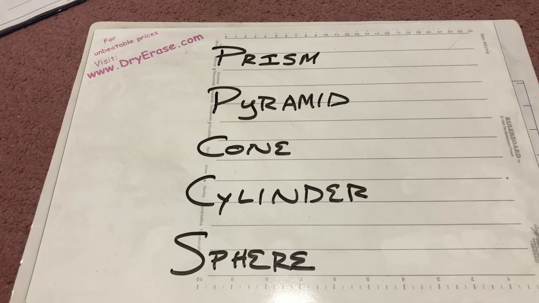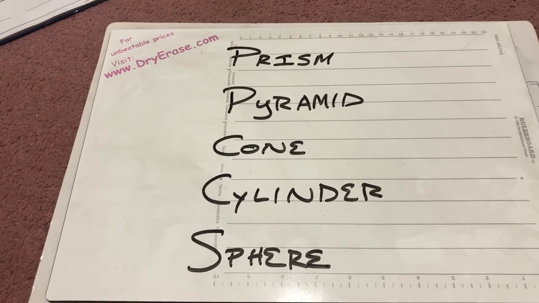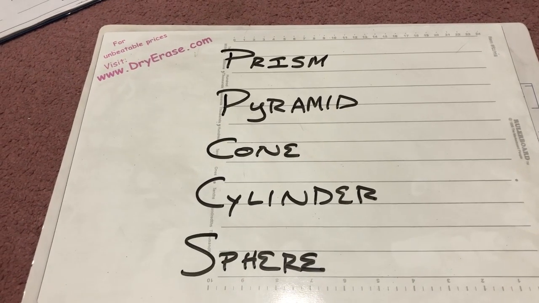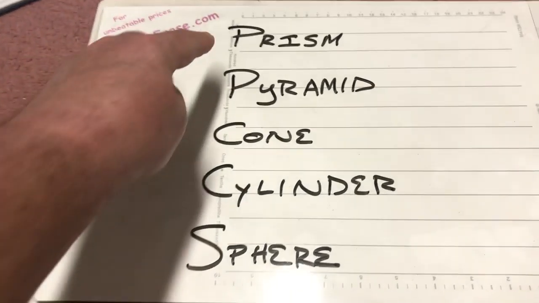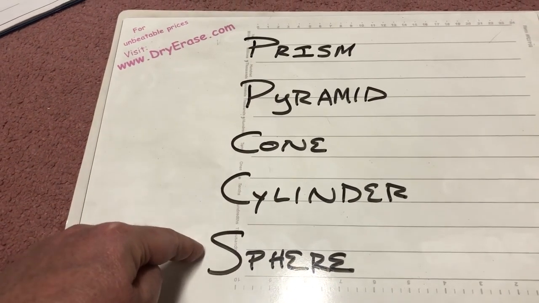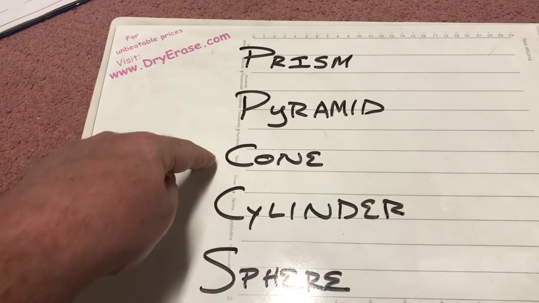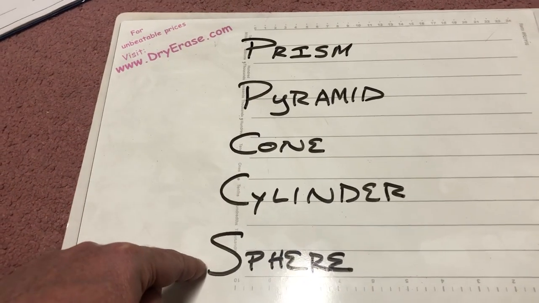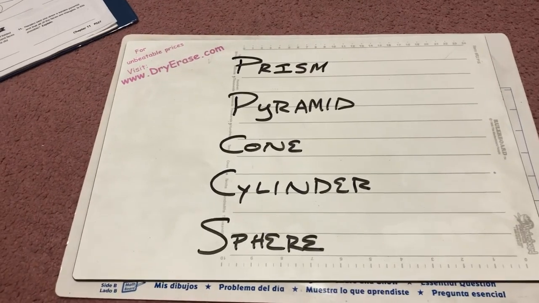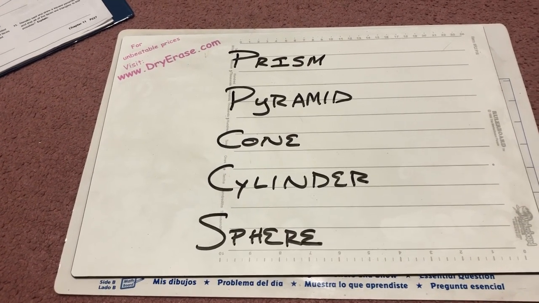And these are 5 key words. I don't necessarily need you to write these down, but I'm focusing on these 5 key words today because they go with our assignment today. Prism, pyramid, cone, cylinder, sphere. I'll say them again. Prism, pyramid, cone, cylinder, sphere. What you're going to be doing today is looking at different figures and making a determination as to which type of figure they are.